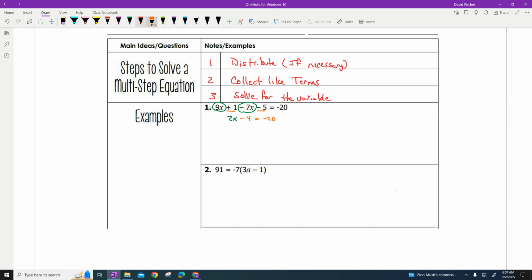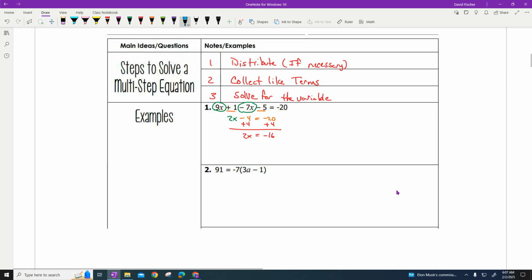Now, just like we've been practicing up to this point, there's my x on the left. I need to get rid of this 4. And so we want to get so good that we just jump in and say, hey, you know what? I want to add 4 to both sides. I get 2x. Negative 20 plus 4 is a minus 16.